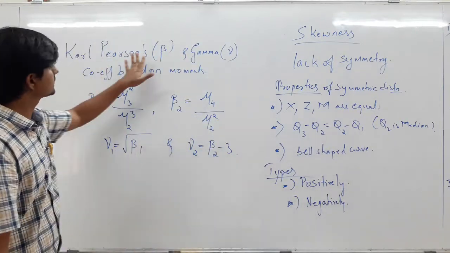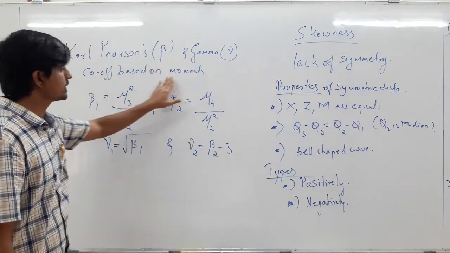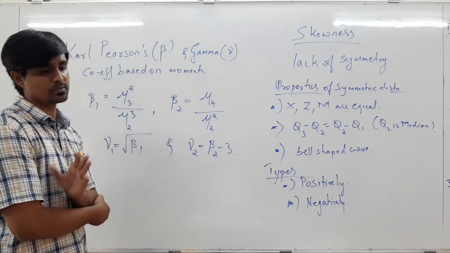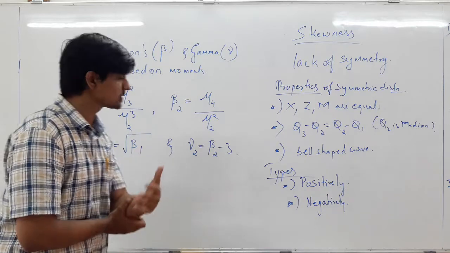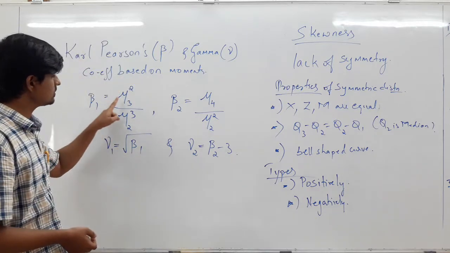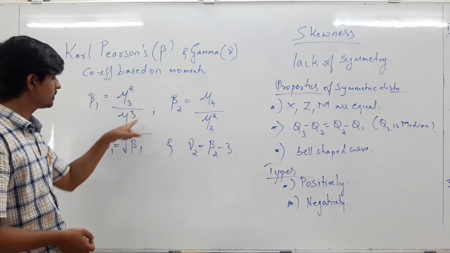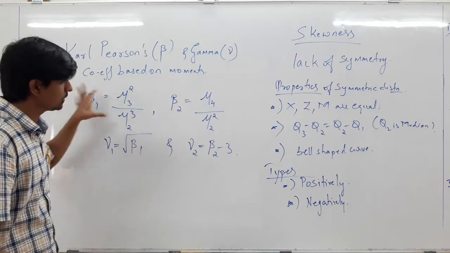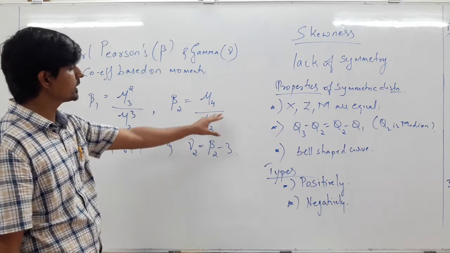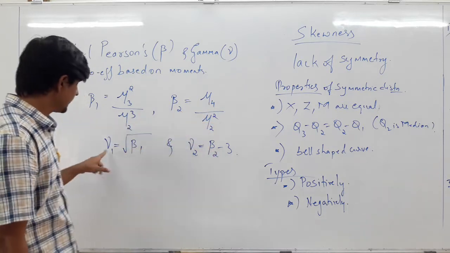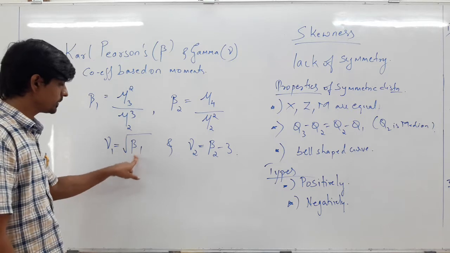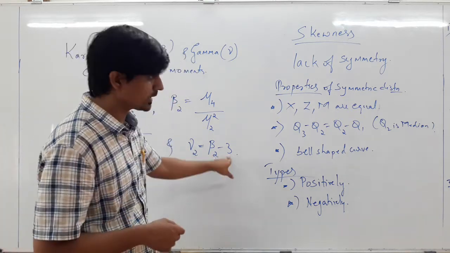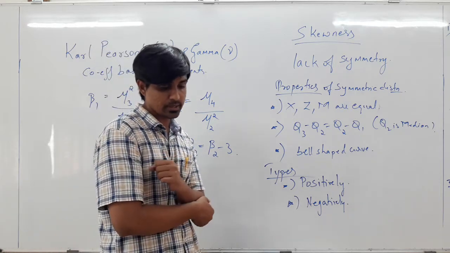Next, Karl Pearson's beta and gamma coefficients based on moments. He has given some formulas. You just need to remember these formulas because they will be asked in the sums at the end. Beta 1 is equal to mu 3 squared divided by mu 2 cubed. Beta 2 is equal to mu 4 divided by mu 2 squared, and gamma 1 is equal to the square root of beta 1, and gamma 2 is equal to beta 2 minus 3.